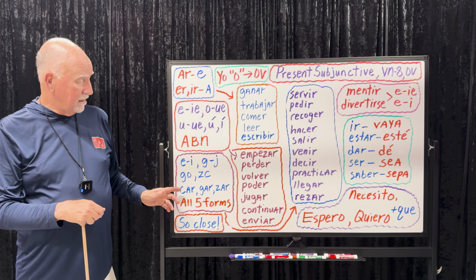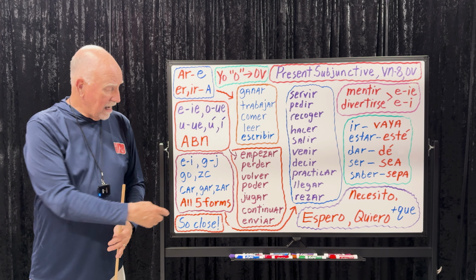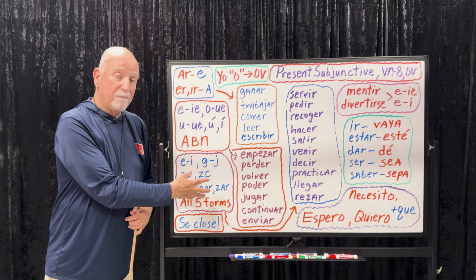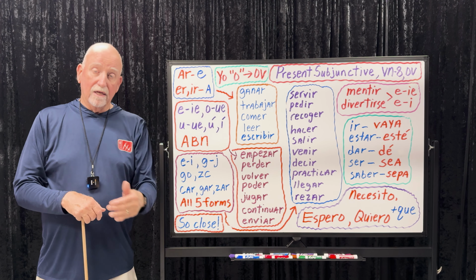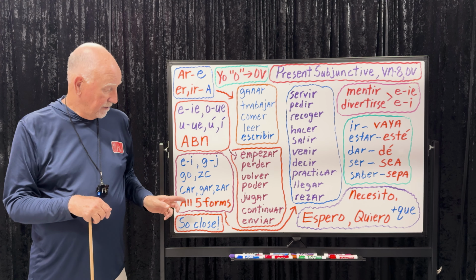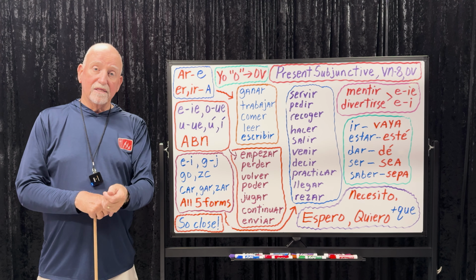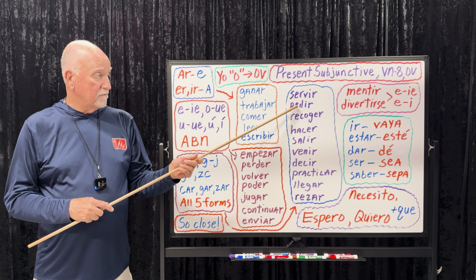Okay, let's take a look at this cluster. E to I. Let's go with servir. These are going to happen in all 5 forms. Here we go. Sirva, S-I-R-V-A, and then you roll it. Sirva, sirva, sirva, sirvamos, sirvan. Next one is pedir. Pida, pidas, pida, pidamos, pidan. Pedir is to ask for something.